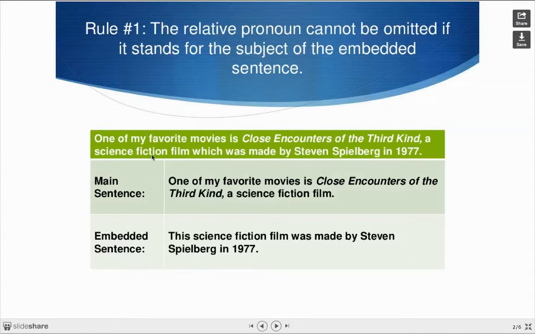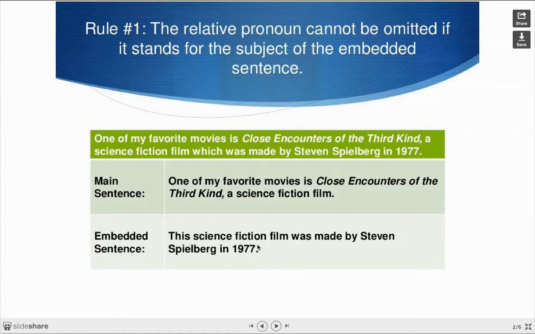So here is one of the sentences in your reading. One of my favorite movies is Close Encounters of the Third Kind, a science fiction film which was made by Steven Spielberg in 1977. So here is your main sentence. One of my favorite movies is Close Encounters of the Third Kind, a science fiction film. And the embedded sentence is adding more information here. This science fiction film was made by Steven Spielberg in 1977.